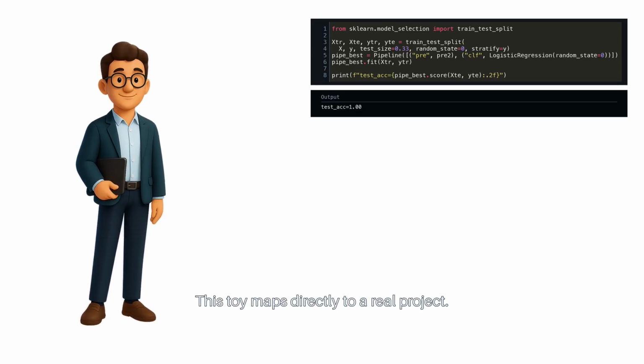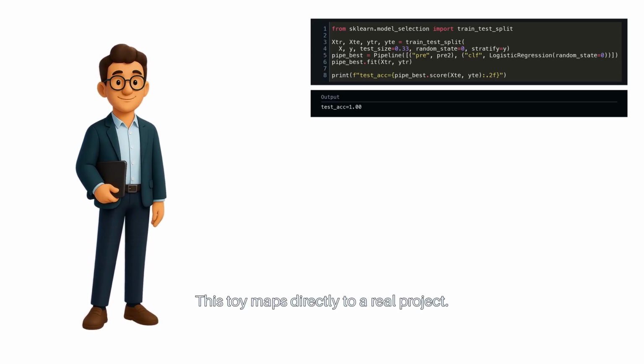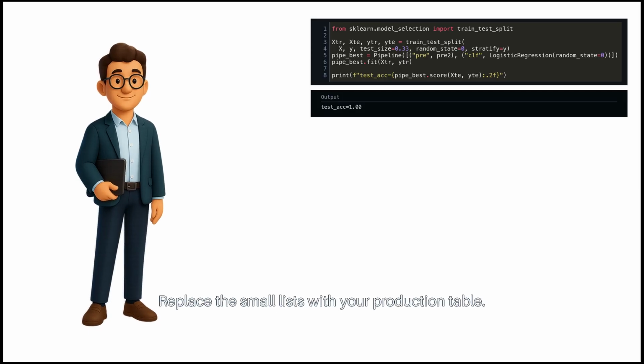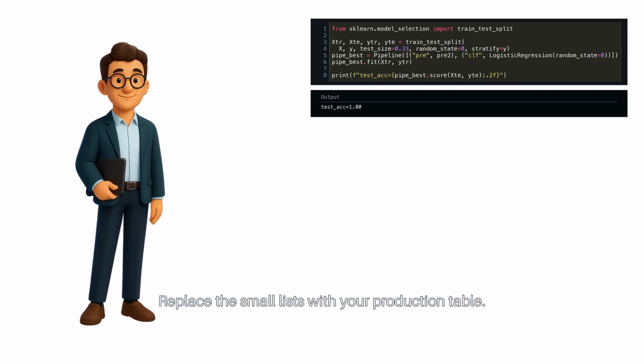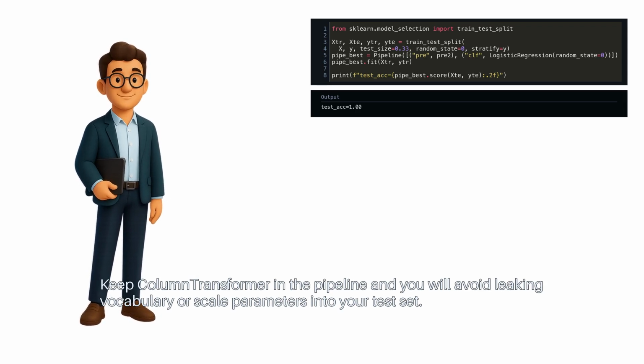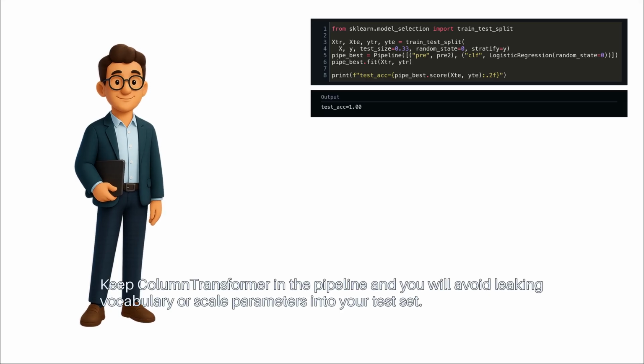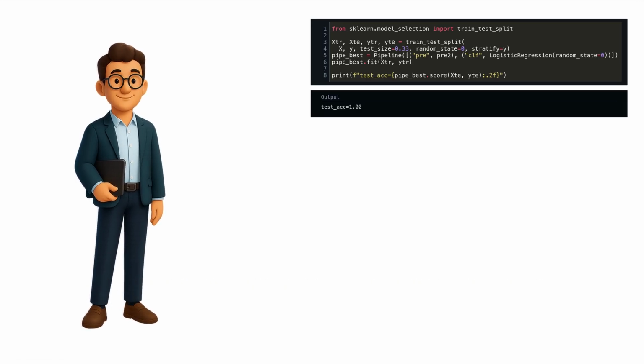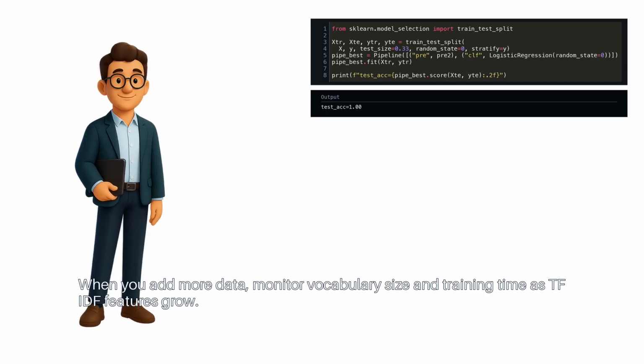This toy maps directly to a real project. Replace the small lists with your production table. Keep ColumnTransformer in the pipeline, and you will avoid leaking vocabulary or scale parameters into your test set. When you add more data, monitor vocabulary size and training time as TF IDF features grow.